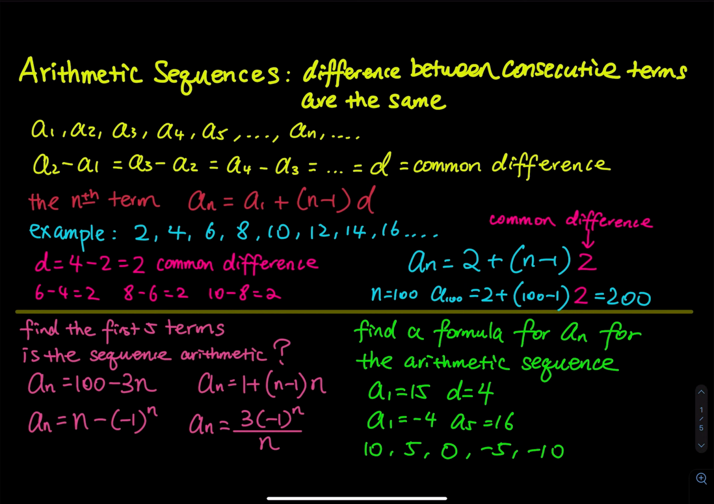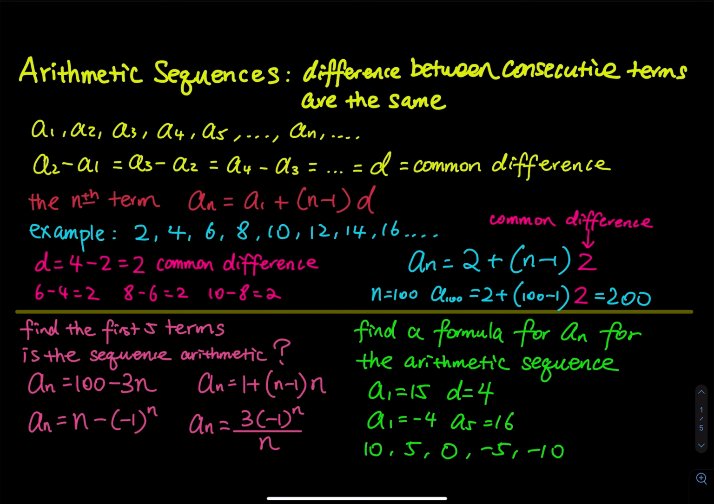Introducing arithmetic sequences. So what is an arithmetic sequence? That is where the difference between consecutive terms is the same. So let's say we have a sequence a1, a2, a3, a4, a5 to an, and then keep on going. If you look at the difference of the first two terms, a2 minus a1, that is equal to the difference of the second and the third term, a3 minus a2, which is equal to the difference between the fourth and the third term, a4 minus a3, which is also equal to the difference of the fifth and the fourth term, a5 minus a4, and then keep on going.